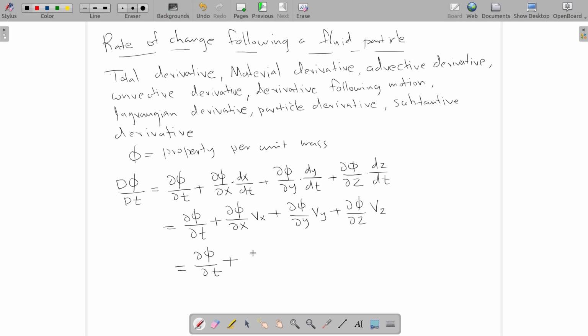This is v dot del phi. And why is that? Because v is nothing but vx i plus vy j plus vz k, multiplied by i dou by dou x, j dou by dou y, k dou by dou z. Multiply it out, you will get the equation. Straightforward. So this is the form in which you can write the material derivative.